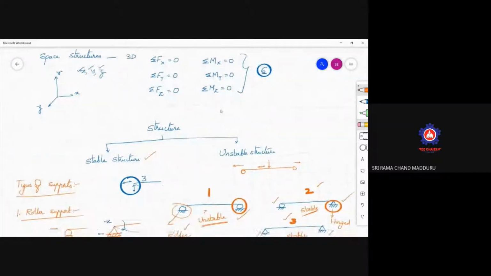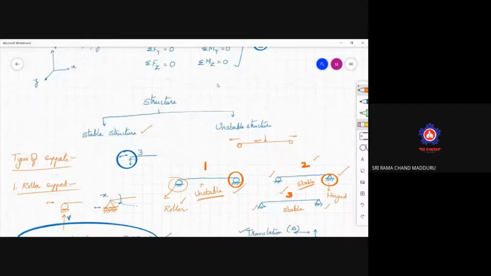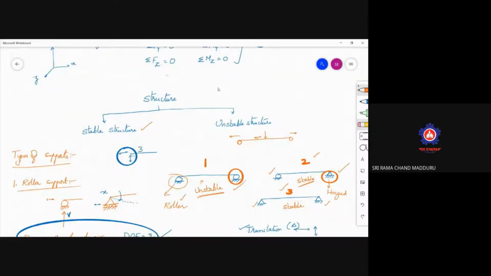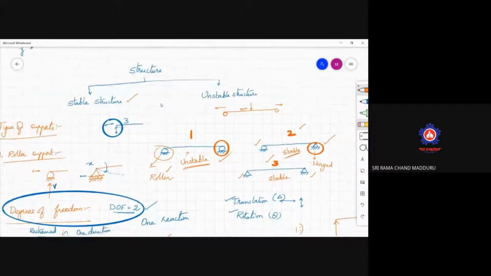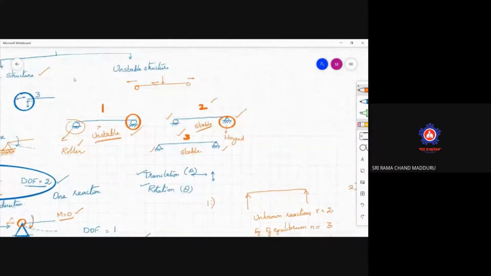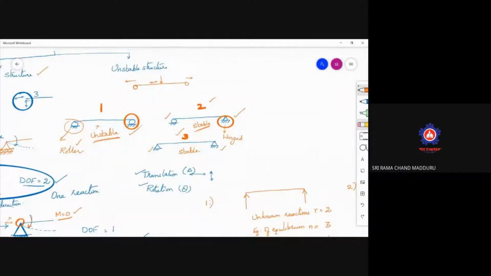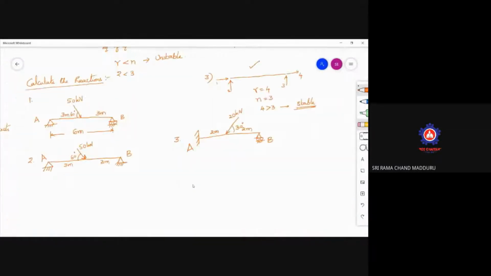Now, in another category, we observed that structures can be classified into two categories, stable structures as well as unstable structures. In the stable structures, I asked you to solve these three problems. What you have done, first of all, for the first problem, is draw the free body diagram. So when you draw the free body diagram, I am drawing it here itself.